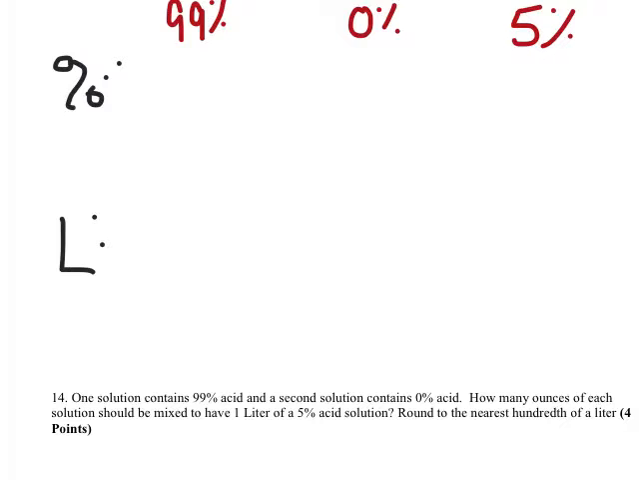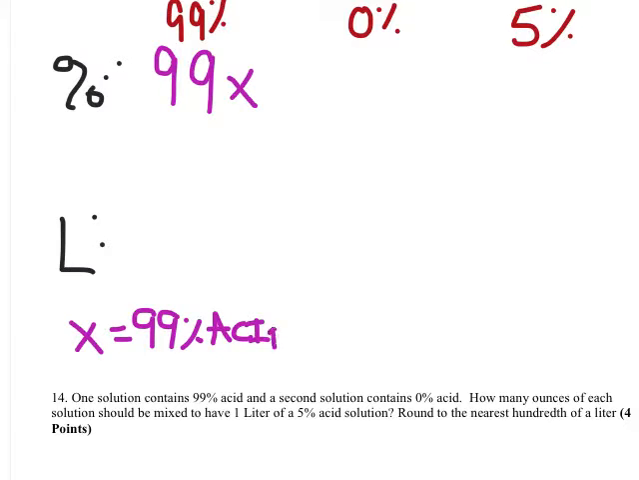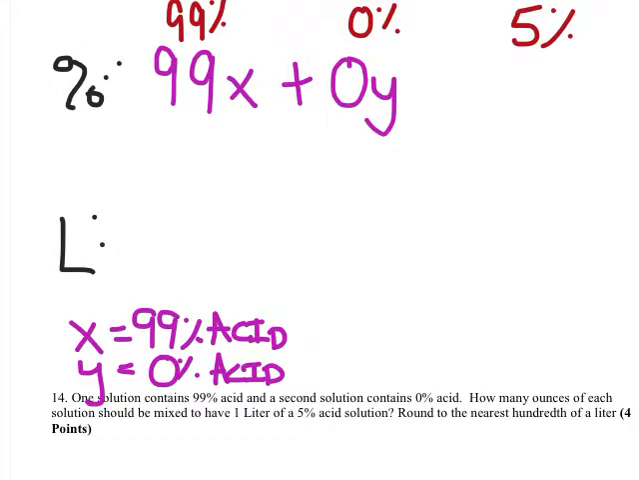So if we look at percentages, we have 99%, and we don't know how much of that solution we're going to need. So we're going to say x is the 99% acid solution, which means y is the 0% acid solution. So we'll add this to 0y equals 1 liter of 5%. So 1 times the 5 is still going to be 5% here.